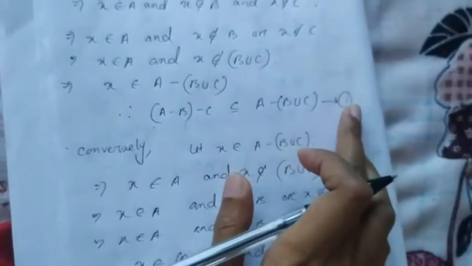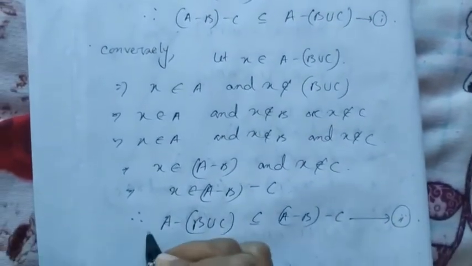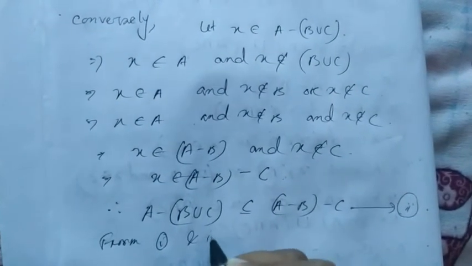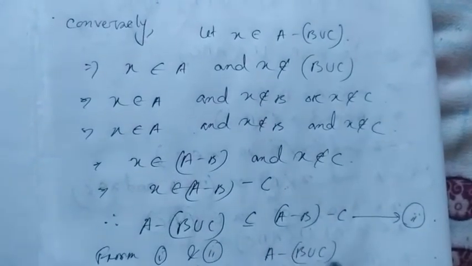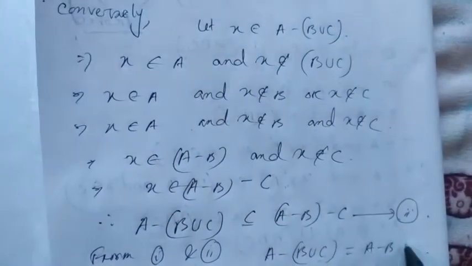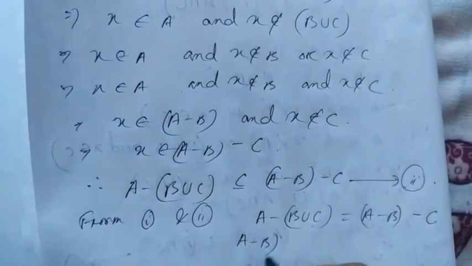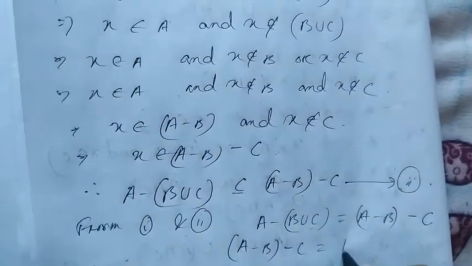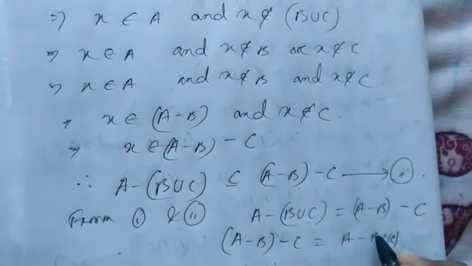So now from 1 and from 2, what we can write? A minus (B union C) is equal to (A minus B) minus C, or (A minus B) minus C equals A minus (B union C). This is proved here.